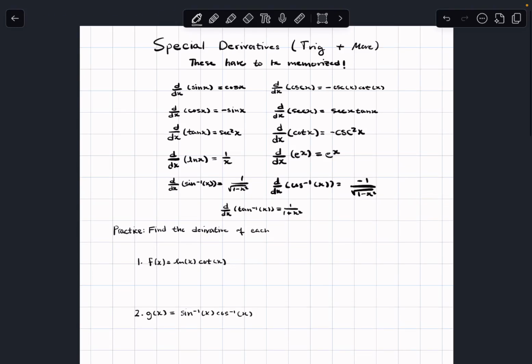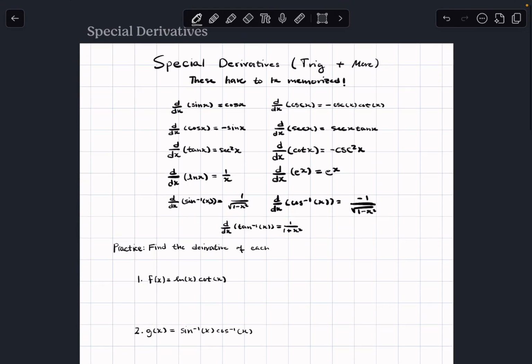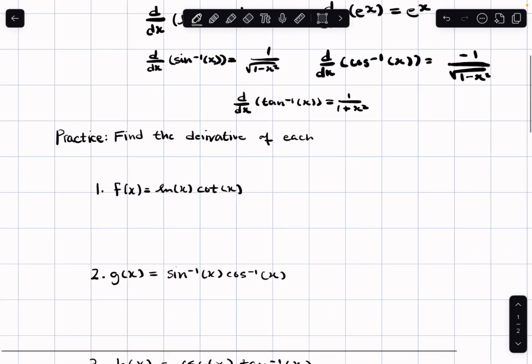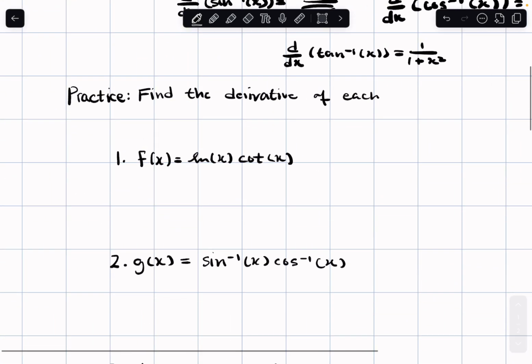Welcome back to Calculus 1. Today we'll be reviewing the special derivatives that come with calculus and that have to be memorized or are not easily derivable through regular derivative rules. I think the best way to practice this is by doing them in practice. So we'll start with number 1, and we're trying to find the derivative of each.